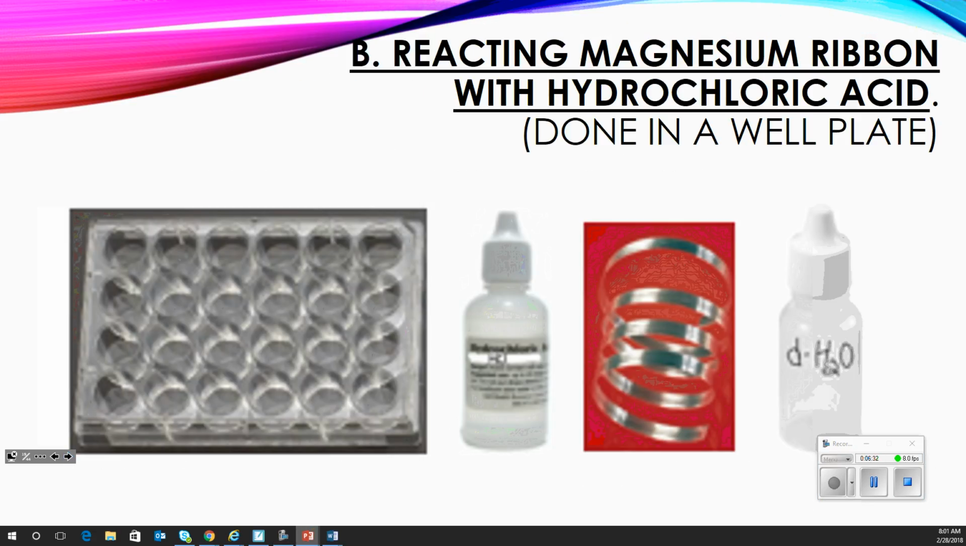Okay. Next what we're going to do is reacting magnesium ribbon with hydrochloric acid, and this one's done in a well plate. You'll also have some water that you could do, so you could dilute the hydrochloric acid with water. Don't dilute it more than half, or you'll be there forever. Okay? You could do particle size, because you can cut the magnesium ribbon up into small pieces, and you could also take and put it on ice or whatever.